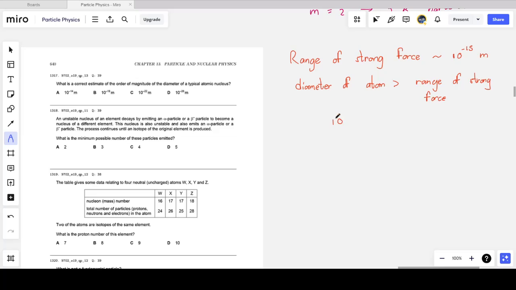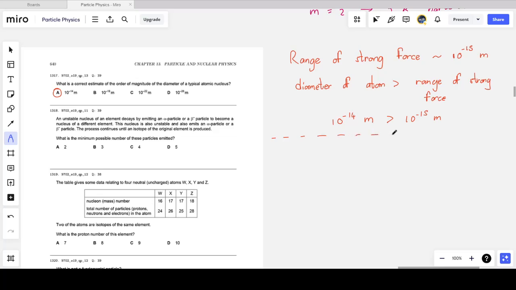And the only number in the options there that is greater than the range of the strong force is 10 to the minus 14 meters. So 10 to the minus 14 meters is greater than 10 to the minus 15 meters. And so the diameter of an atomic nucleus typically is 10 to the minus 14 meters. Again, this is a very abstract way of remembering it, but whatever works for you. Sometimes good old memorization is important, and it's as important in physics as it would be in any other subject.